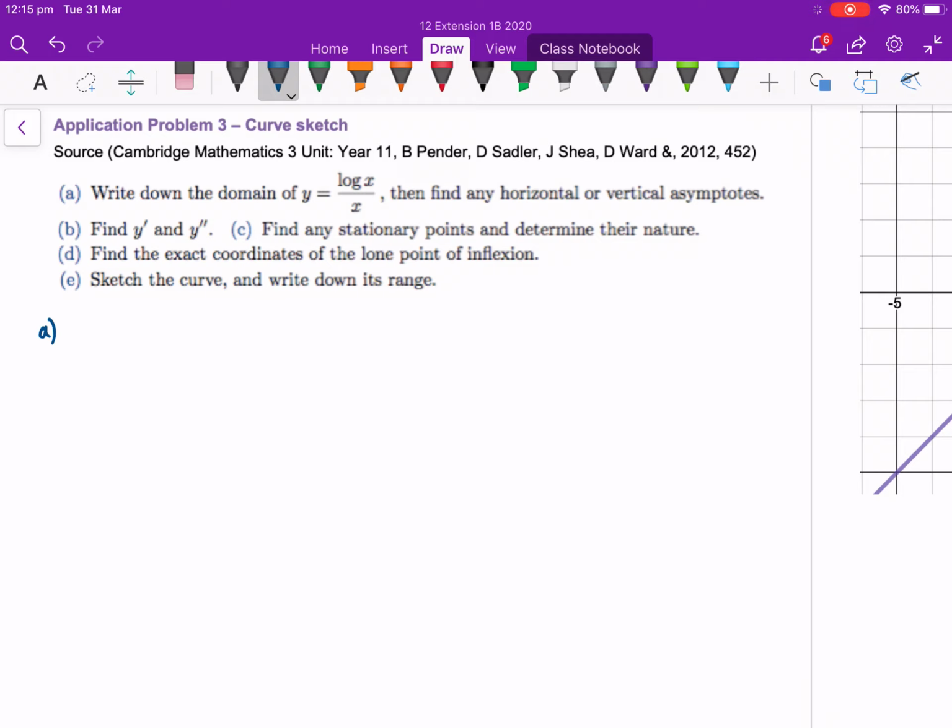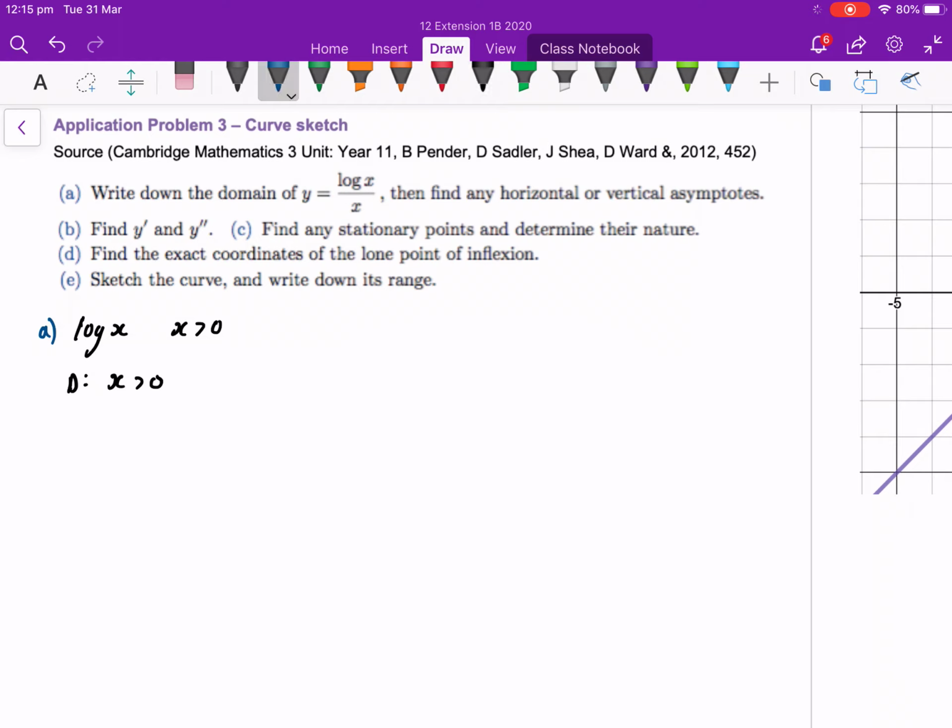What we've got to do first is write down the domain of y equals log x over x. So we've got to think about the restrictions in place and the domains of each of these. The domain of log x on its own is that x always has to be greater than 0. And that's going to have the same effect on this overriding function as well, because there's no limit on the value of x, so therefore the domain for this is just that x is greater than 0.